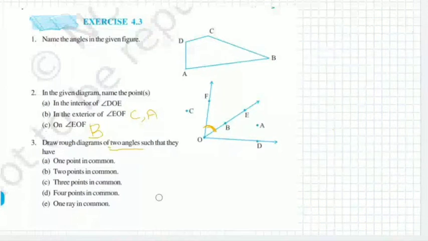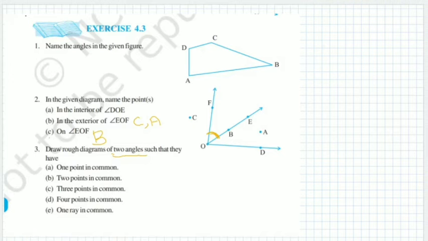We will see about the third problem in exercise 4.3. Okay, then coming to the third part of the exercise. Draw a rough diagram of two angles such that they have 1 point in common, 2 points in common, 3 points, 4 points, and 1 ray. First we will see about 2 points in common.